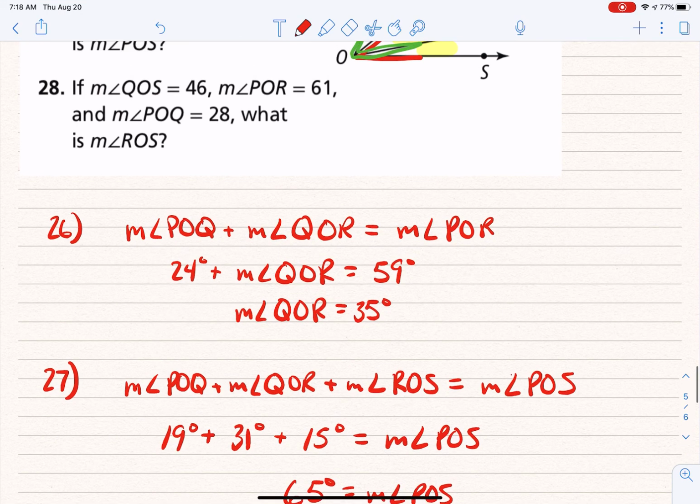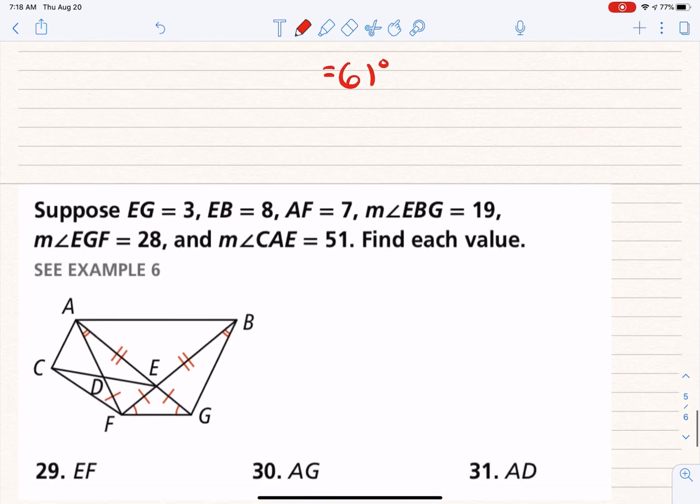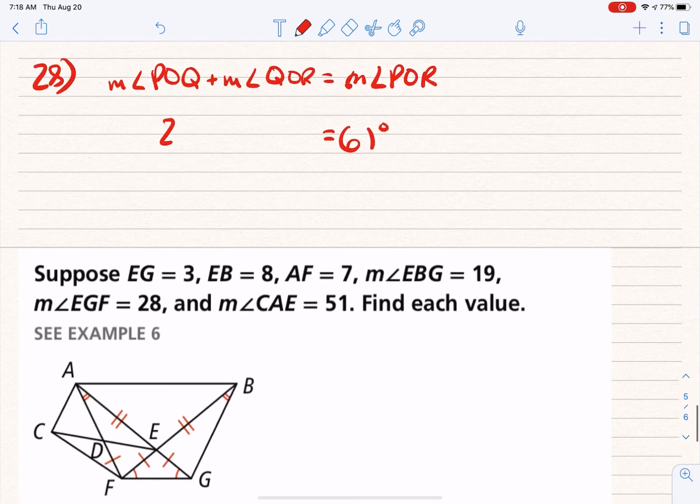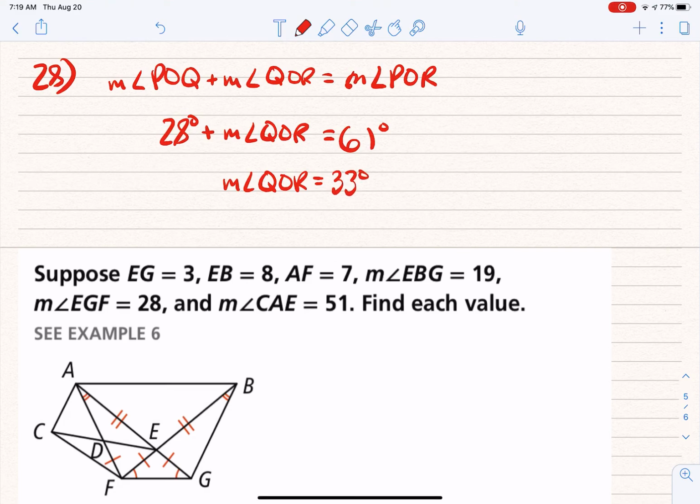It says the measure of angle POQ is 28, so that goes here, 28 degrees. And this is the one I don't know, the measure of angle QOR. So I can just subtract the 28 from both sides, and I realize that the measure of angle QOR is 33 degrees. Well, that's simple enough. But now I've got to do that again, because that's not the question I was asked.